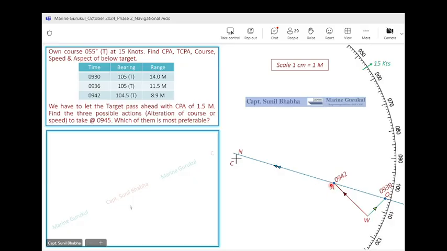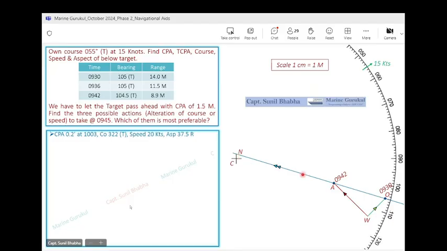So we can read off the target's course from here. We can measure this distance WA as per our scale, and by interpolation we can find out the speed of the target. So up to here we have done a basic simple plot and we have obtained these answers. The CPA, which is Charlie to November, this distance measured as per our scale, gives us a CPA range of 0.2 miles.